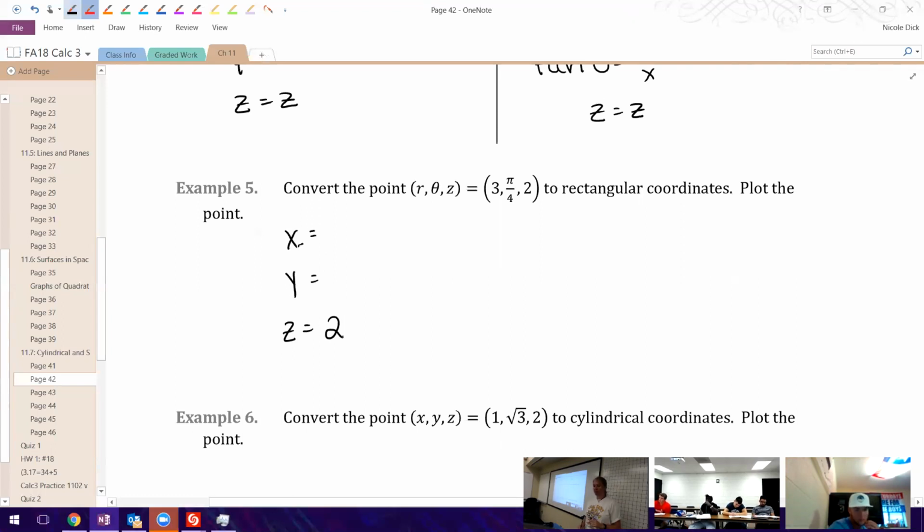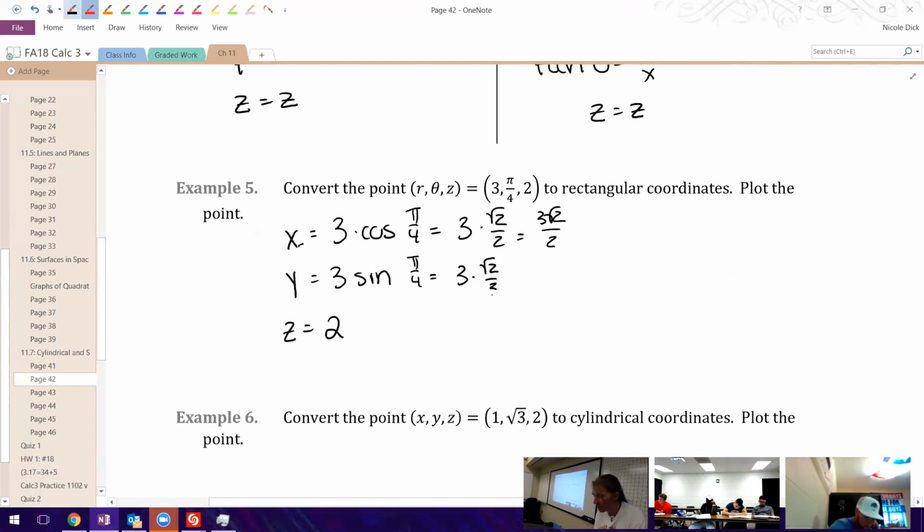Okay. How are we going to find out what x is equal to? Right here. So for this problem, r is 3, times cosine of pi over 4. And then what is cosine of pi over 4? Square root 2 over 2. And so 3 root 2 over 2. Okay. And then similar for y, we're going to have 3 times the sine of pi over 4, which happens to be the same thing. Okay, so the actual point that we're working with is (3 square root of 2 over 2, 3 square root of 2 over 2, 2).